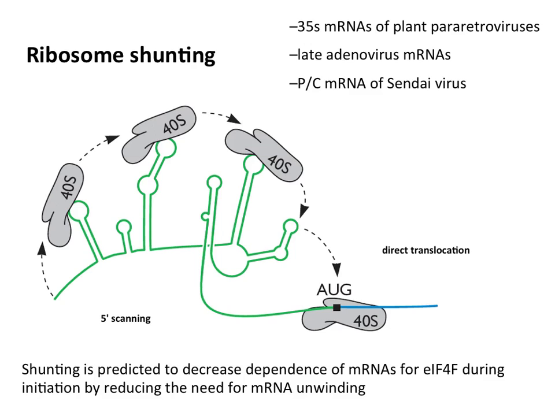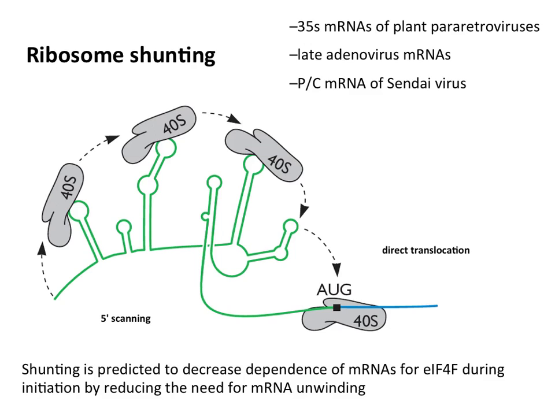And that's why putting a stable stem loop down near the AUG doesn't have any effect on translation, because the ribosome is just passing over it. So that is shunting. It's seen in mRNAs of a couple of different viruses as shown here.